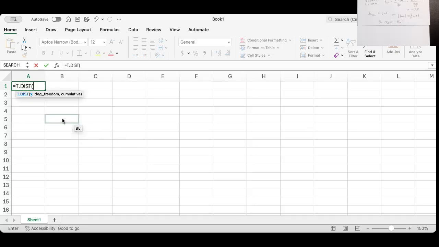Notice what it says there: x, degrees of freedom, and whether it's the CDF or the PDF. I'm using the CDF because I want to know the whole area to the left of my critical value. I want to know the chance that this happened. So negative 1.98. What's the degrees of freedom here? And then 1 for a CDF.